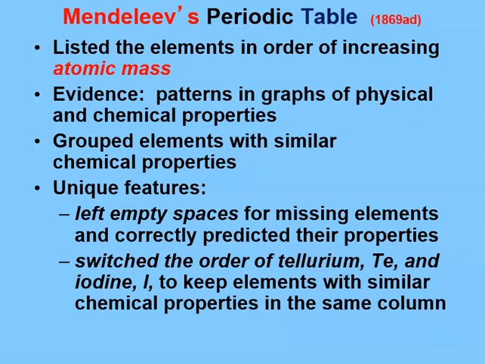His evidence was patterns in the graphs of physical and chemical properties, and he grouped elements with similar properties. But his periodic table was unique because he left empty spaces for missing elements, and he correctly predicted their properties. He also switched the order of tellurium and iodine to keep the elements with similar chemical properties in the same column. So let's look at this.